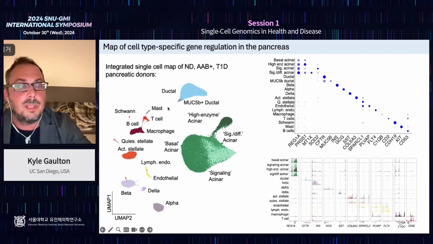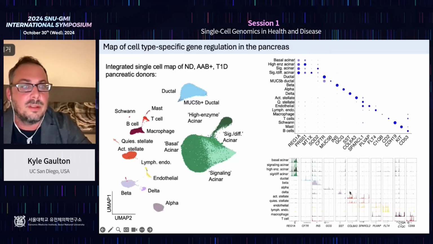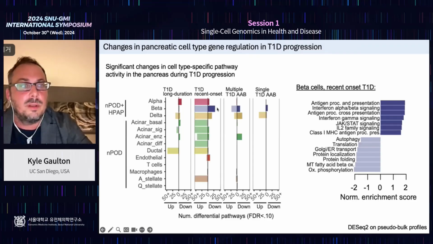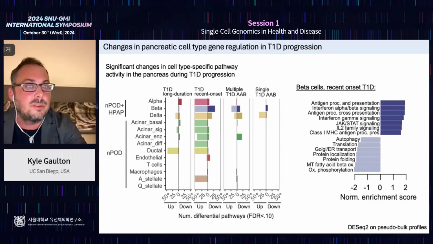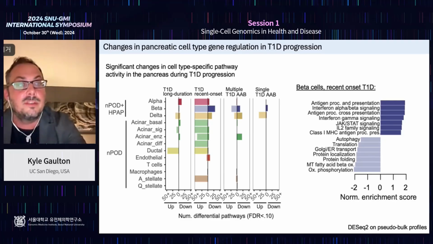And so this is the map here where we have clusters of each cell type in the pancreas from hundreds of thousands of cells. And as with the other studies, we define cis-regulatory elements in each cell type. So what we did in this study was to ask whether there were differences in the expression of genes as well as cis-regulatory elements, and then also across entire pathways in each cell type in people who are either type 1 diabetic or autoantibody positive compared to non-disease individuals.